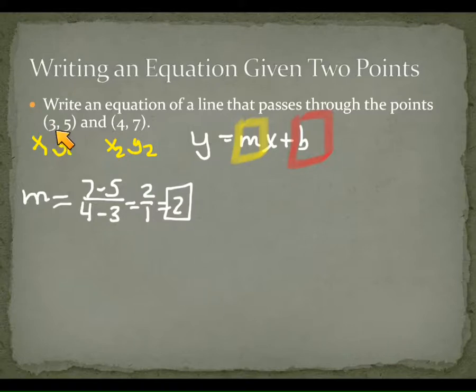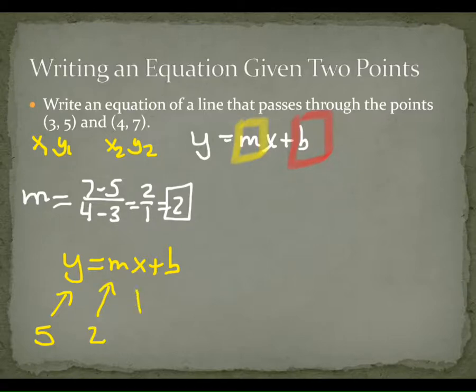I'm going to plug 3 in for what? X or y? Is it the x-coordinate or is it the y-coordinate? It's the x-coordinate. That's the y-coordinate, right? So in this equation, y equals mx plus b, I'm going to plug in 5 there because that's the y-coordinate. I'm going to plug in 2 there because that's the slope. And I'm going to plug in 3 there because that's the x-coordinate. That means the only thing left is b. And I can solve this equation for b.